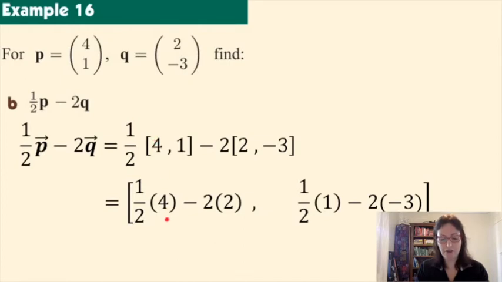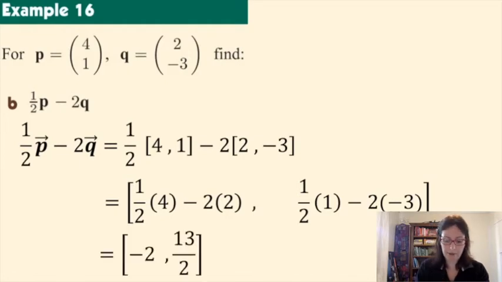So a half multiplied by 4, that's what we have there. A half multiplied by, remember, these are the 2 horizontal components. So you have to now take into account -2 times 2, that sits here in the first position, comma, and now you're doing the vertical components. So you take what's in the second position each time. A half multiplied by 1, that's what we've got written here. And then -2 multiplied by -3, that's what we have written there. And then tidy them up to get -2, 13/2.